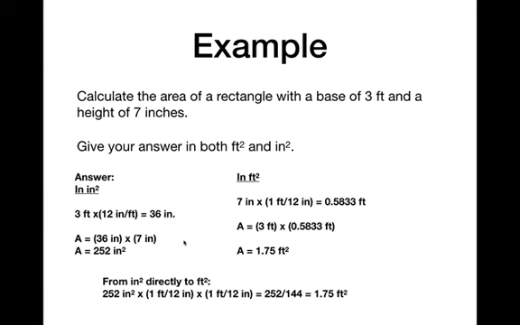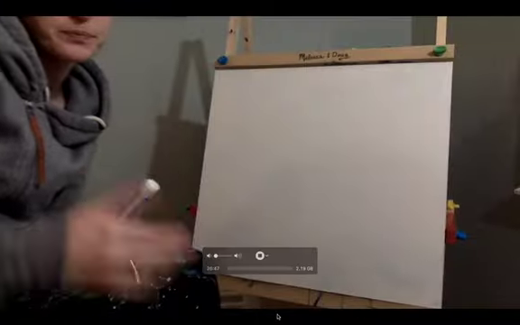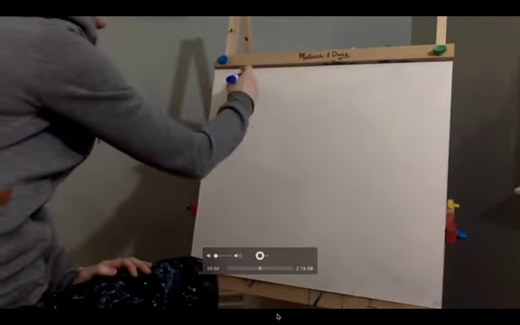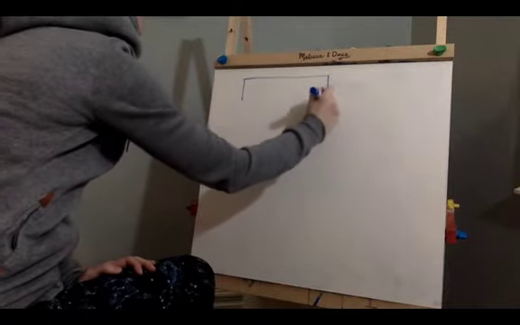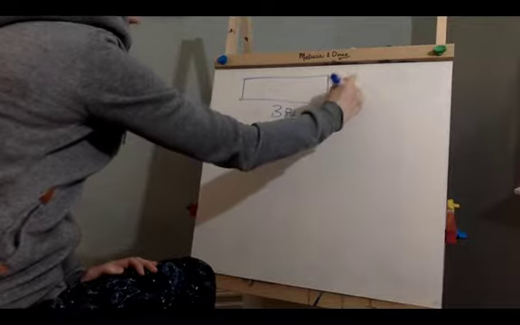So let's go with this one. We're going to try and calculate the area of a rectangle with a base of 3 feet and a height of 7 inches. It's just a basic shape, base of 3 feet, height of 7 inches, and we want the calculations in both. So let's do that on the board. Now the answers are already there, but let's show how we would do it. So we've got a rectangle, where the base was 3 feet and the height was 7 inches.